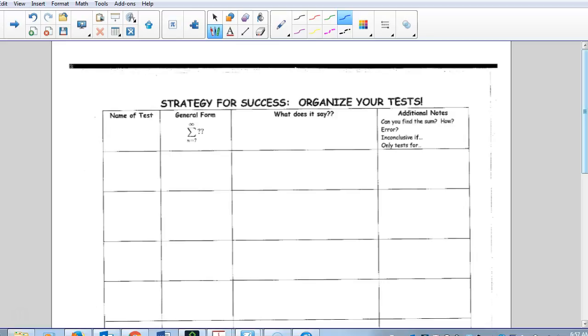And then next time we are moving into power series. So that's a whole other topic. It goes into Taylor series and Maclaurin series, and you've got to have your head on straight. You've got to know your tests, and we will stop there.